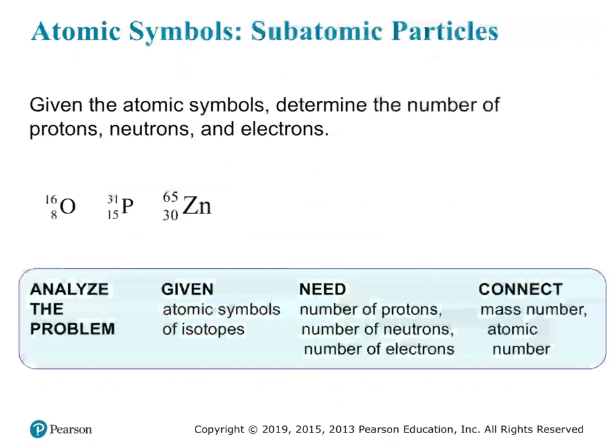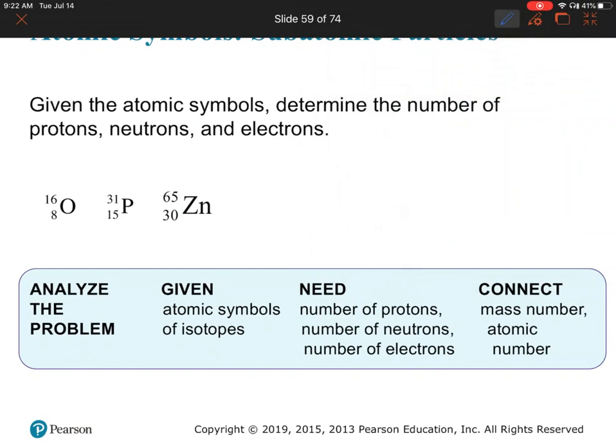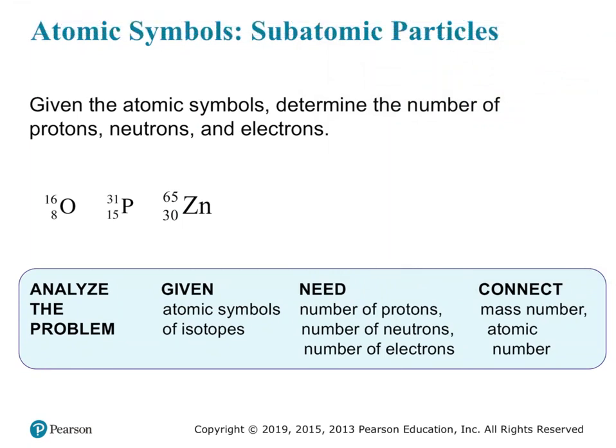Okay, so let's start with oxygen. All right, so according to this isotope symbol here, we have an atomic number of 8 and a mass number of 16. So knowing that information, how many protons does this isotope of oxygen have? 8. It's the same as the atomic number.